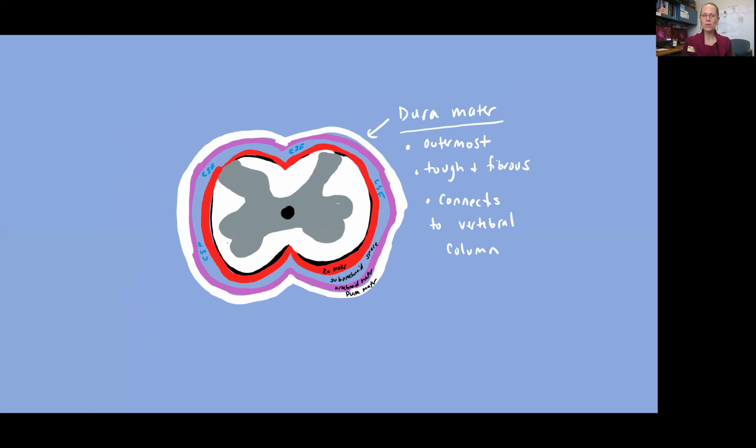And then on the very outside, we have what's called the dura mater. The dura mater is our outermost meningeal layer. It's very thick, it's white, it's fibrous. If you're doing dissection, it's hard to rip or tear. It's basically one of those things that you have to cut. And in addition to providing this nice durable outer layer, it's also connecting that spinal cord into the vertebral column. So it's helping to anchor it.